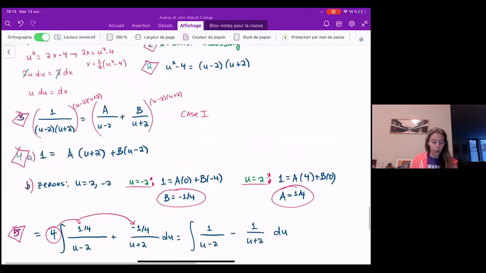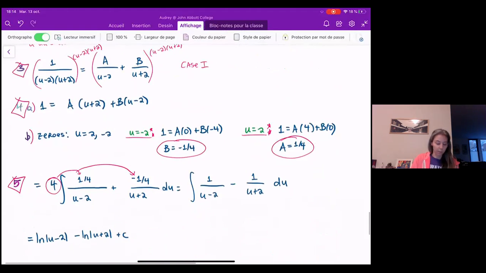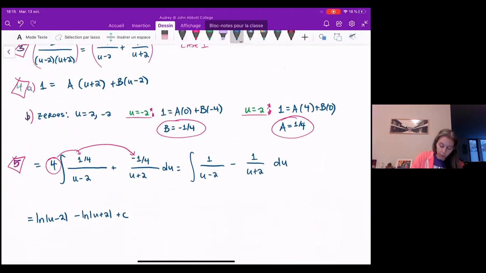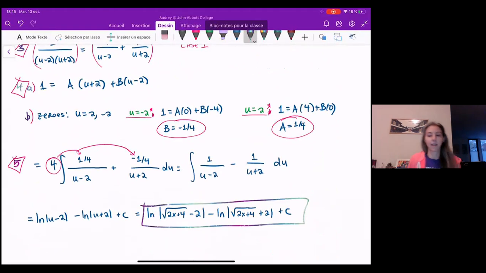And I remind you, u was root 2x plus 4. So this is equal to ln of root 2x plus 4 minus 2 minus ln of root 2x plus 4 plus 2 plus c, and that is my final answer here. That's all for this problem.